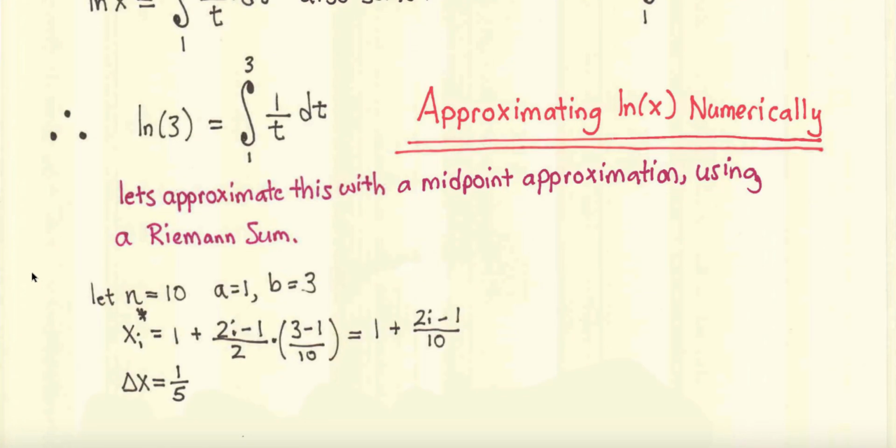Therefore, I could define the natural logarithm of 3 as the definite integral from 1 to 3 of 1 over t dt. Now, let's take a moment and approximate the natural logarithm of 3 numerically.